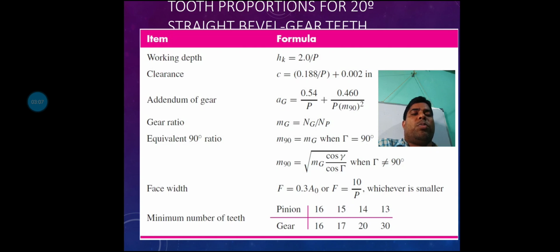And now the minimum number of teeth, that will be a condition, just like for pinion. If pinion is 16, gear will be 16; pinion is 15, gear will be 17; pinion is 14, gear will be 20; and if pinion is 13, gear will be 30.